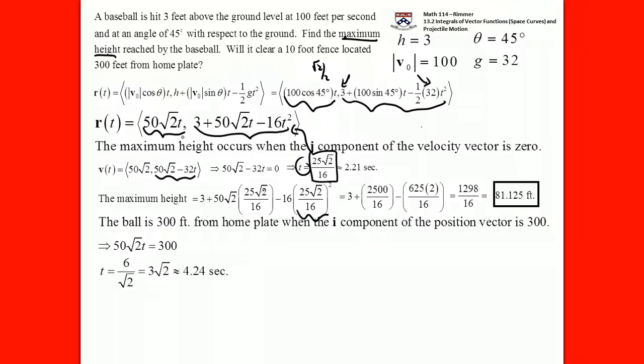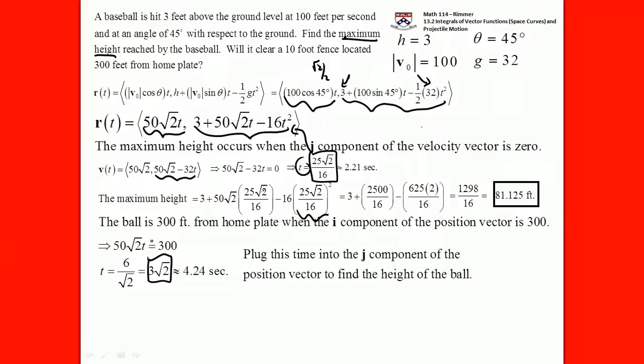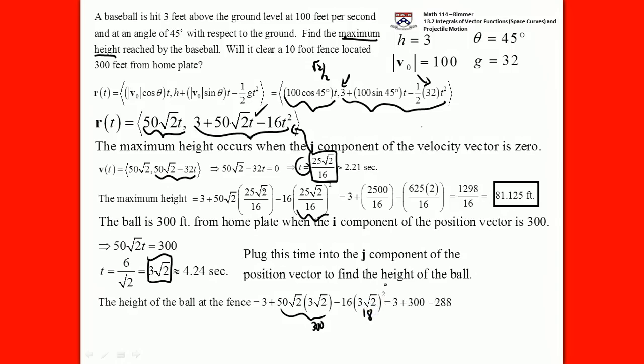We need this version of it, though, because we're going to plug it in and see at that instant in time, how high off the ground are we? Still position, not velocity. So 3 plus 50 times 3 root 2 minus 16 times 3 root 2 quantity squared. This is a nice thing we can actually calculate. This is 300, I believe, because it's 6 times 50. And then squaring this, we get 18. 18 times 16 is 288.